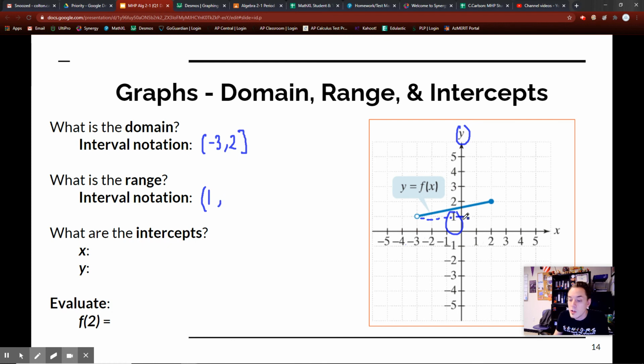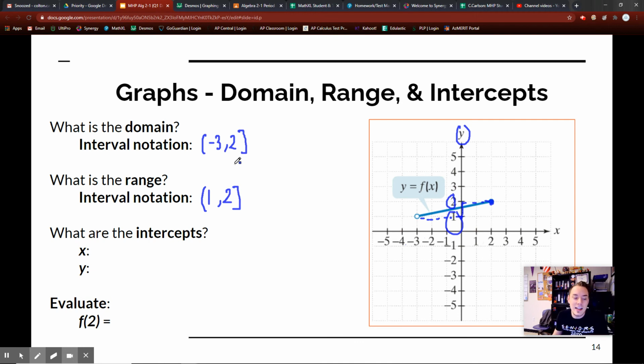Where does it go to? It stops existing right here at 2. Okay, so 2, really, really small. And since that is a closed dot, I'm going to put bracket. I hope you're trying to get the hang of this, okay? But this is really what it means. This is what the notation is. Again, this is big boy mathematics, okay?